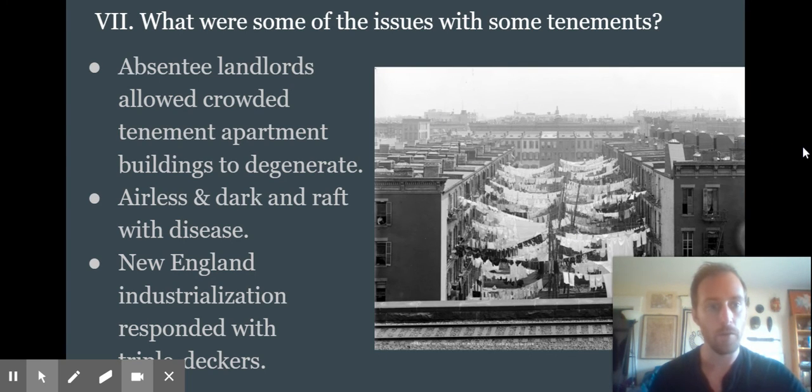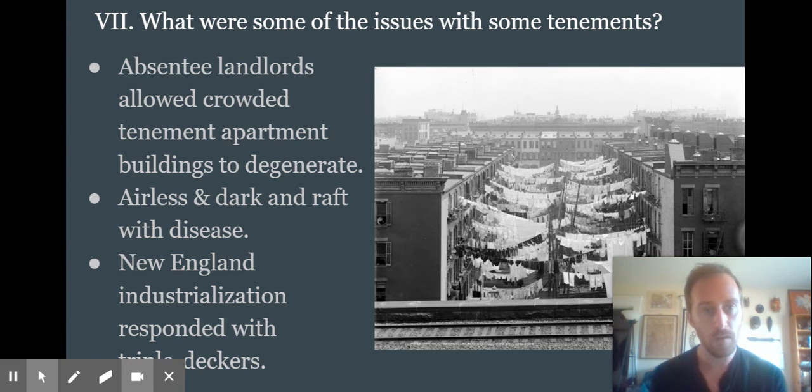So not all is hunky-dory. Immigrants end up living often in crowded tenement buildings. These are clotheslines in these buildings that are so tightly packed that there's really no place for the clothing to go otherwise. Airless, they're dark.